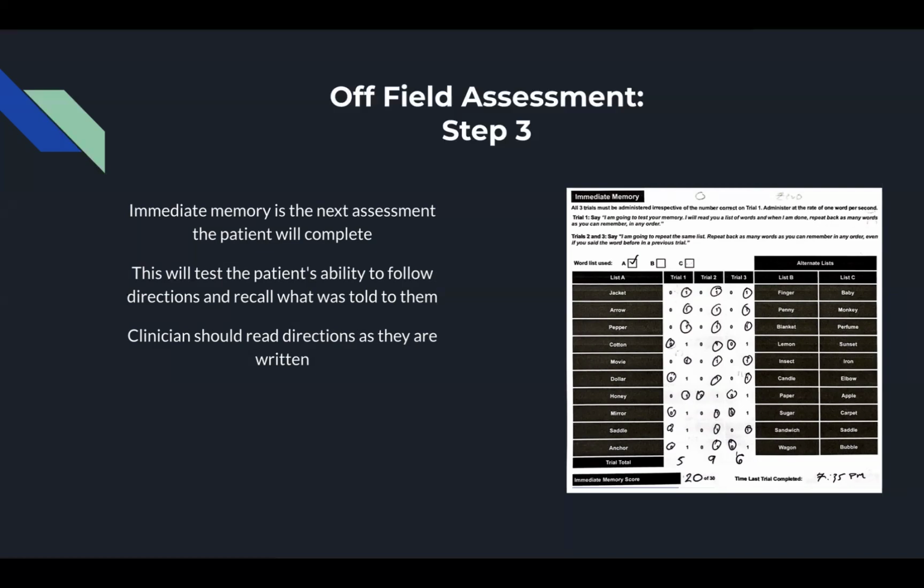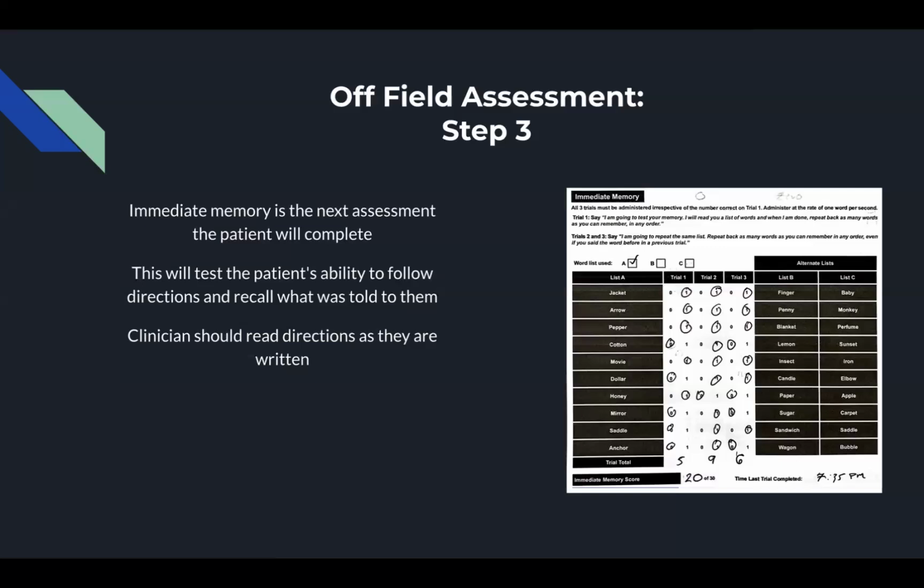And for trial one, after you repeated those words, the patient would read back as many as they can remember. As you can see indicated underneath the trial one section, the patient got jacket, arrow, pepper, movie, honey, and that was it. We indicated a score of 5 as a clinician, and we move on to trial two. We would repeat those same words and do the same scoring. As you can see, they did significantly better on trial two with an overall score of 9.